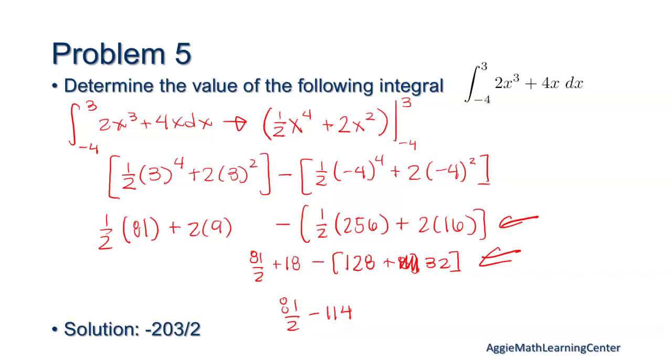So true. 114. So 81 minus 228 is negative 147, not 203. Then I did something wrong somewhere. I think it was going from this line to this line. Like 128 plus 32 is 170. 18 minus 170 is not 114. It's like 152 or something. That's perfect. That's why I would say probably type in this line.